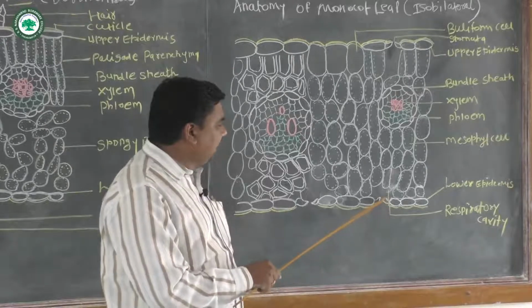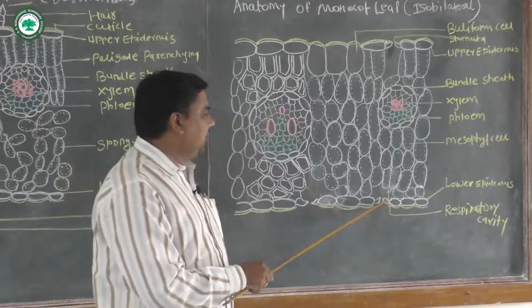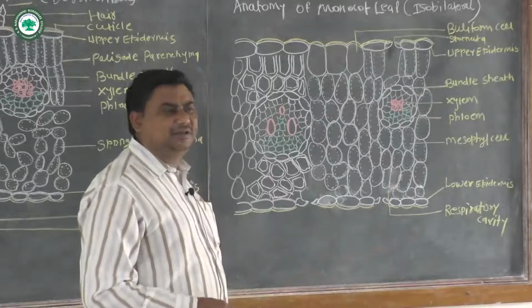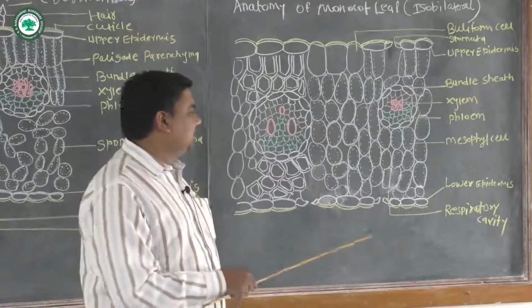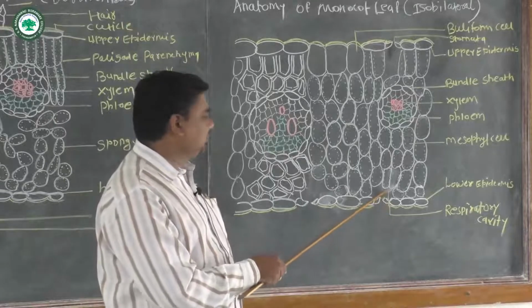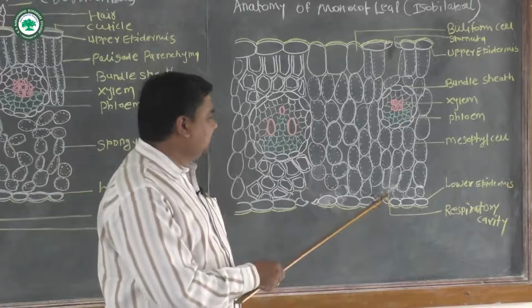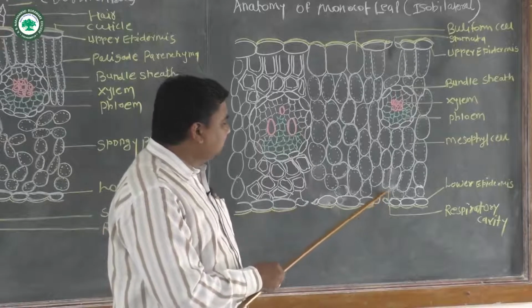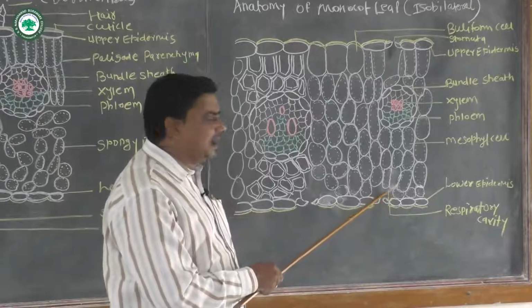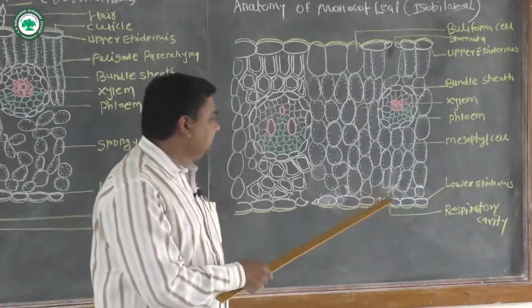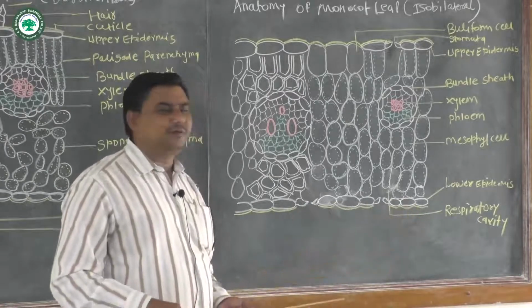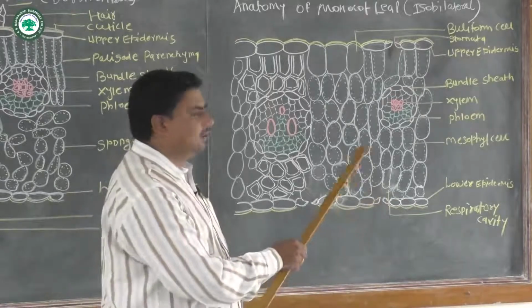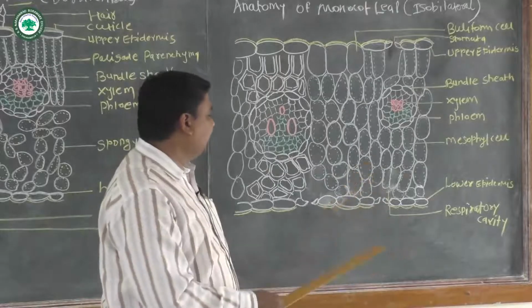Here the stomata is present, and the stomata helps in the exchange of gases and transpiration. Exchange of gases takes place due to the stomata. Here this is the respiratory cavity. Through this, again, there is the exchange of gases that takes place between the leaf and the environment.